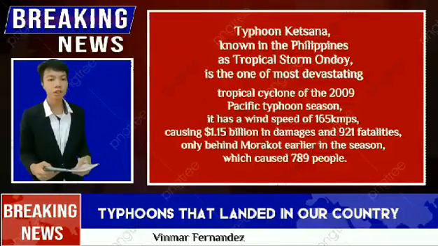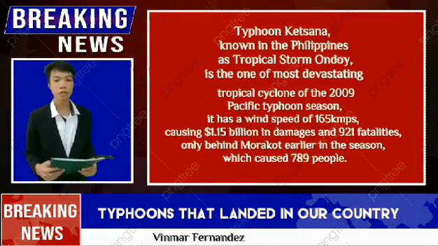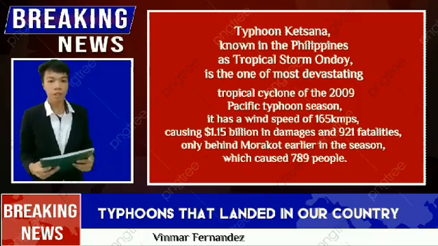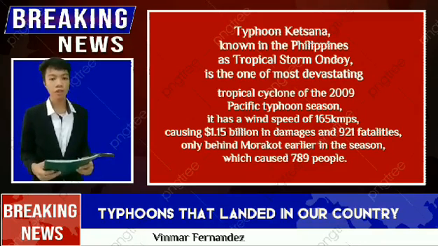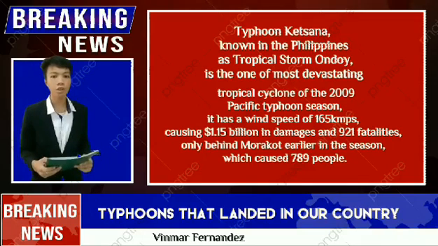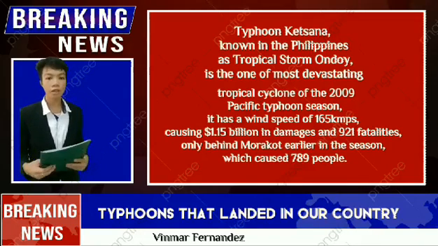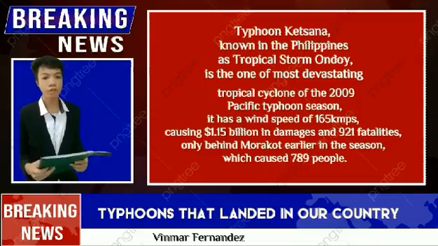Typhoon Ketsana, known in the Philippines as Tropical Storm Ondoy, is one of the most devastating tropical cyclones of the 2009 Pacific typhoon season. It had a wind speed of 165 kilometers per hour, causing $1.15 billion in damage and 921 fatalities, second only to Typhoon Parma earlier in the season.